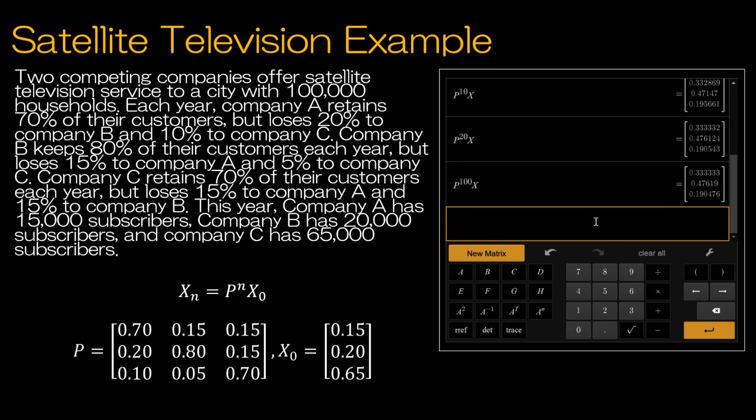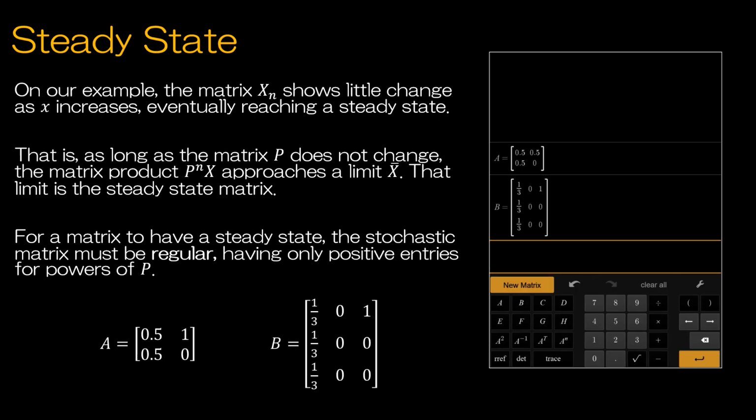Or in calculus, we would call that a limit. So that's what we're looking at here, is we can see that this matrix is approaching something called a steady state. In the example that we just looked at, X sub n showed little change as n increased past a certain value, eventually reaching a steady state. And obviously in calculus, that is what we call a limit.